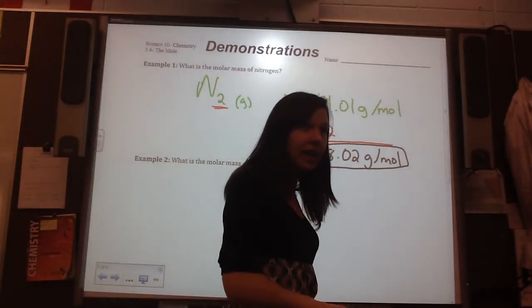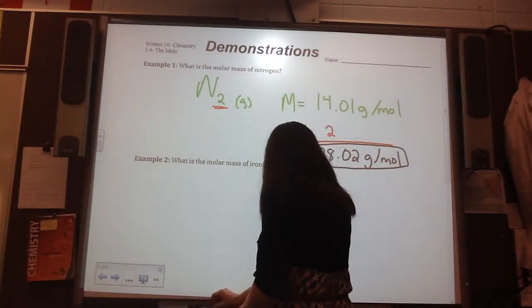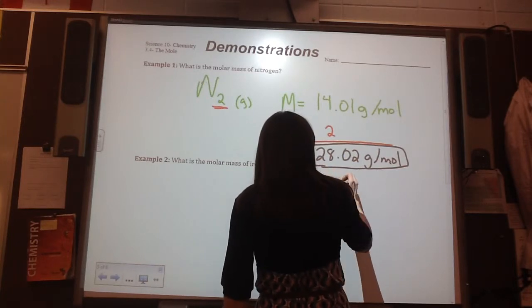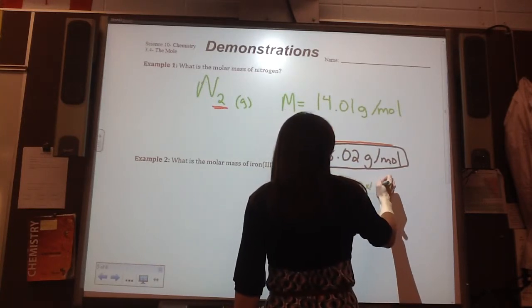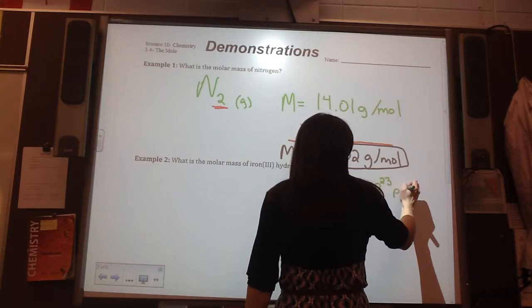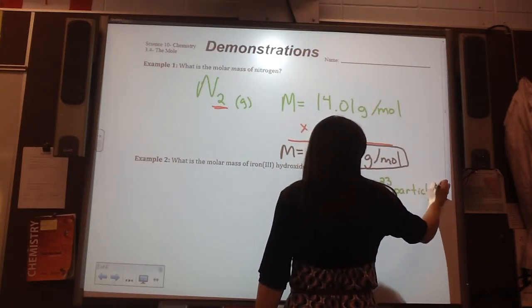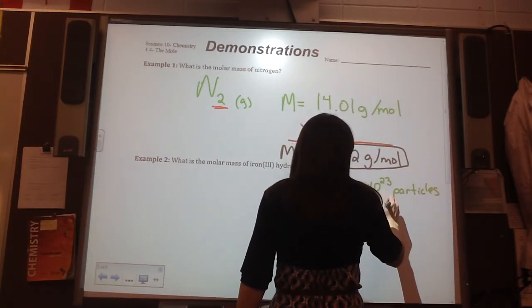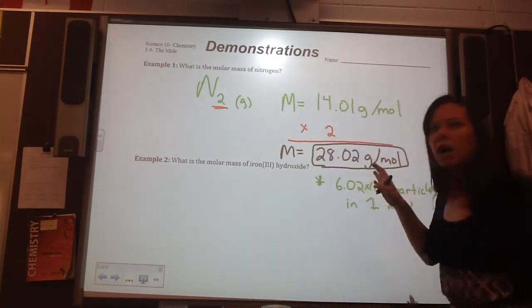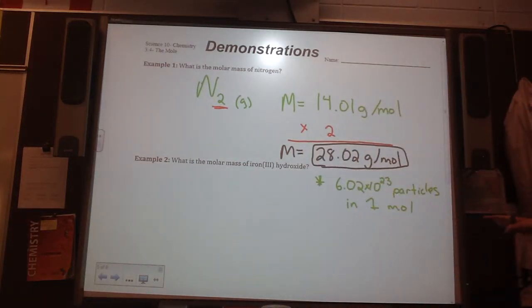Kind of crazy, hey? So as a side note, you can put 6.02 times 10 to the power of 23 particles in 1 mole. That's kind of a harder application though. If you don't get that, that's okay, but that's like an advanced connection.